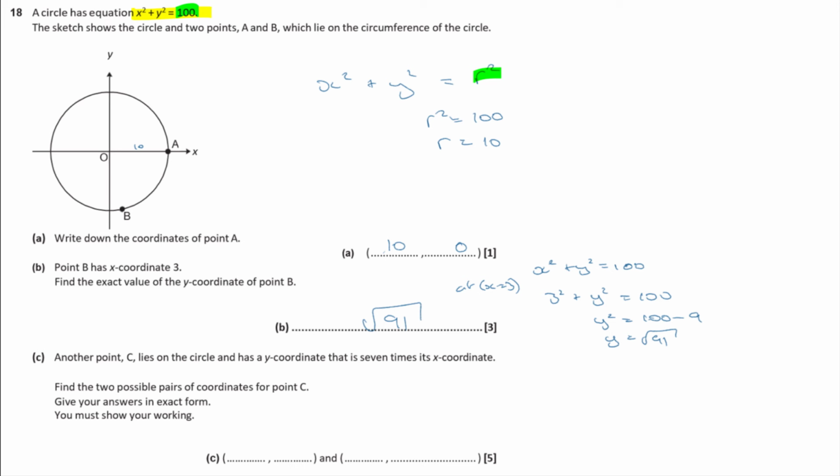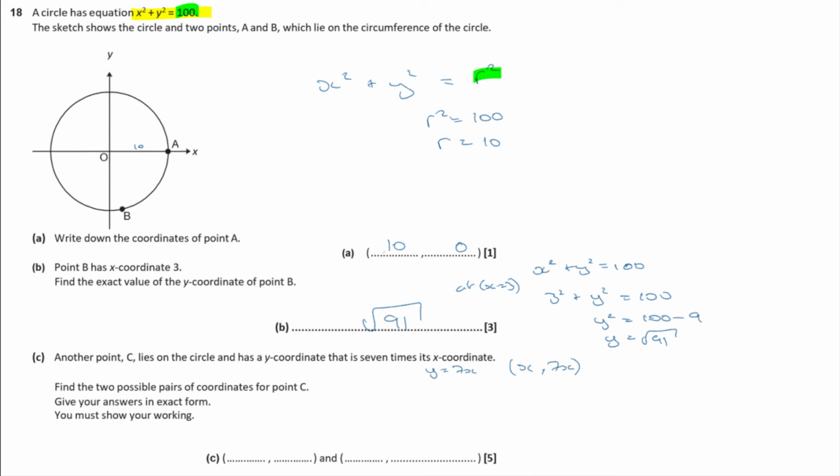Another point C lies on the circle and has a y coordinate that is 7 times its x coordinate. Find the 2 possible pairs of coordinates for point C. Give your answer in exact form. Well, if the y coordinate is 7 times its x coordinate, then y is equal to 7x. And so the coordinate would be (x, 7x), wouldn't it, like that?